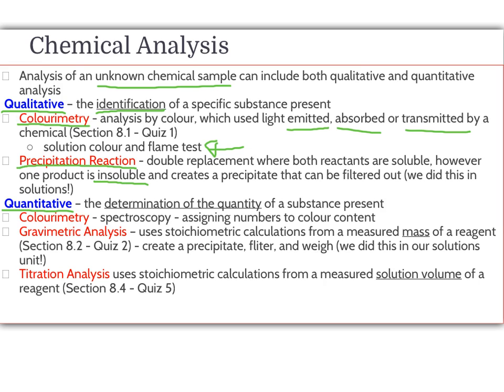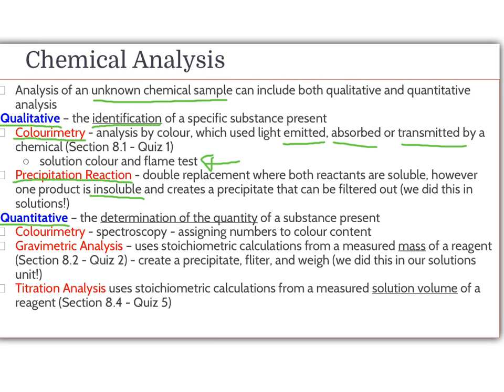And what you're doing is you're looking on the solubility chart to find something that will create in the product a precipitate, or something that is going to be a solid. So again, what we're using mostly for that is our solubility chart to find something that will be non-soluble or insoluble in water.